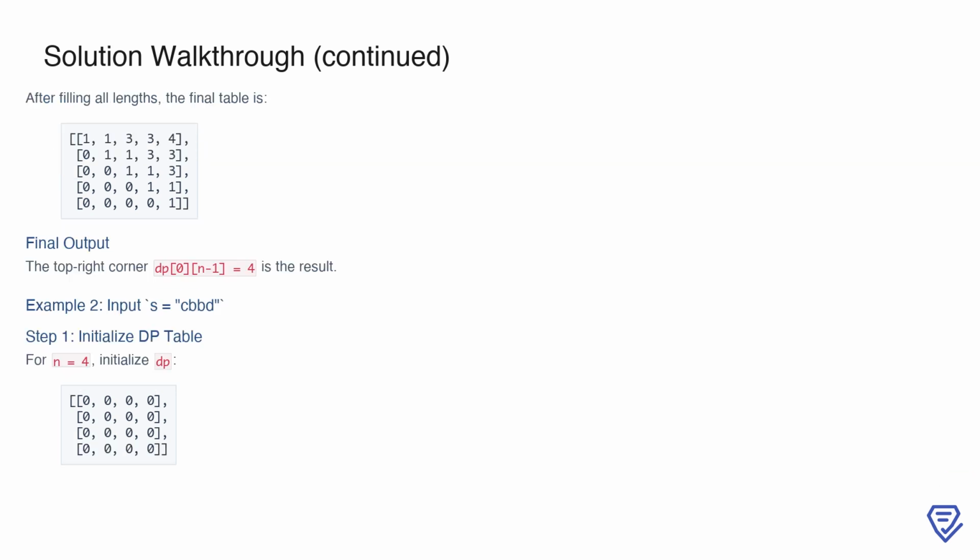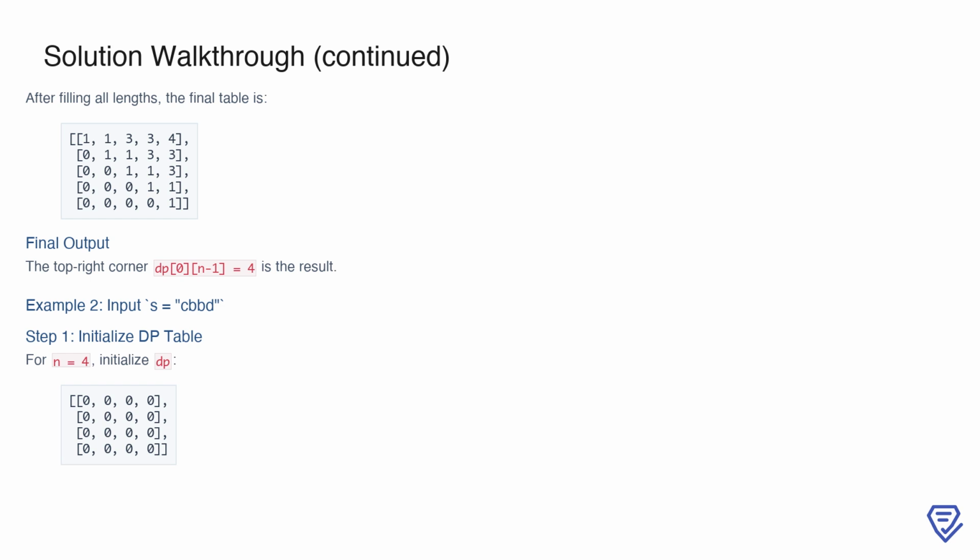By the time we process all substring lengths, we end up with the final dp table. For the given input s equals bab, the table now contains all the necessary information to determine the length of the longest palindromic subsequence. The top right corner of the table, dp[0][n-1], gives us the result, which is 4. This value represents the length of the longest palindromic subsequence in the string.